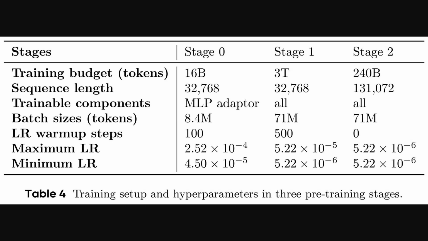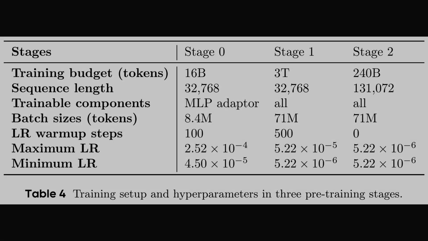So after seeing the kinds of data used, this table then details the specific training setup and hyperparameters across 3 pre-training stages. It shows things like the training budget, measured in tokens, which are small units of data like parts of words or image patches, increasing massively. We also see the sequence length, or how much information the model processes at once, grows. Initially, only the MLP adapter is trained, but later all components are fine-tuned with carefully adjusted learning rates, which control how quickly the model learns. This methodical, multi-stage process is vital for its strong performance.